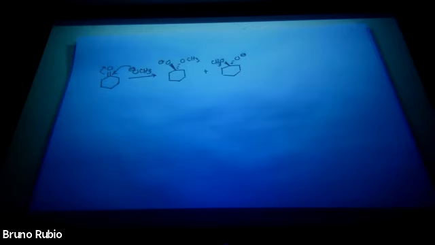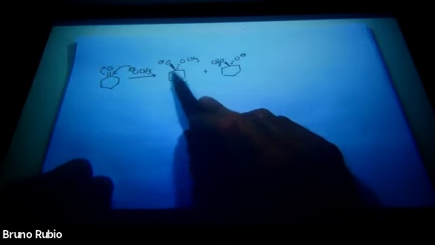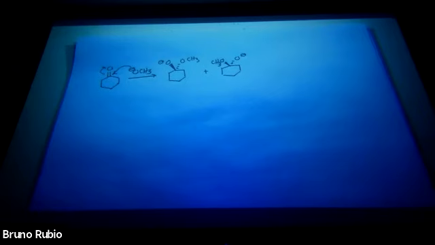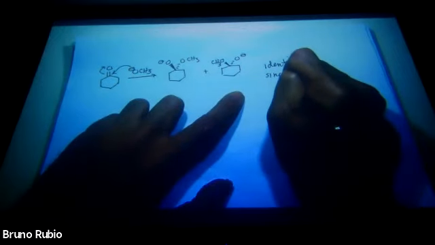And now we have to look at these two structures and decide, are they identical? Are they enantiomers, or are they diastereomers? Well, the easiest way to solve this problem is to ask yourself, has a new chirality center been created? So is this a chirality center? No, because this arm is the same as this arm. Is this a chirality center? No, because this arm is the same as this arm. So no new chirality center has been created. Therefore, these guys are identical structures. So we get one and only one product. We get a single product.